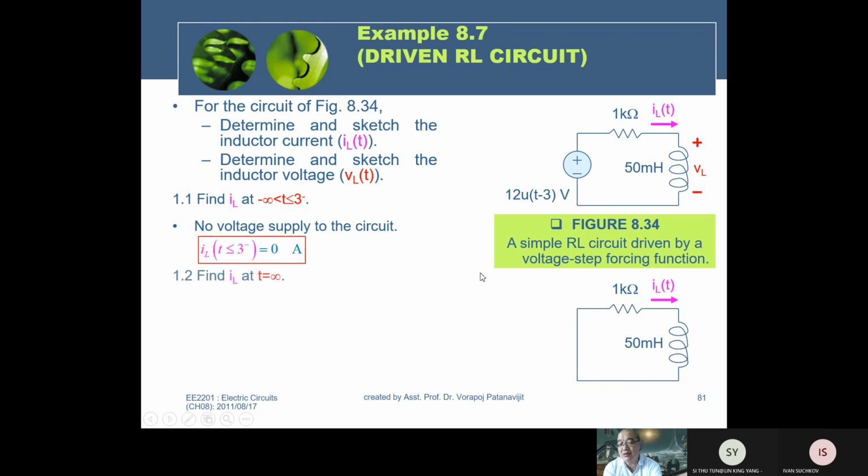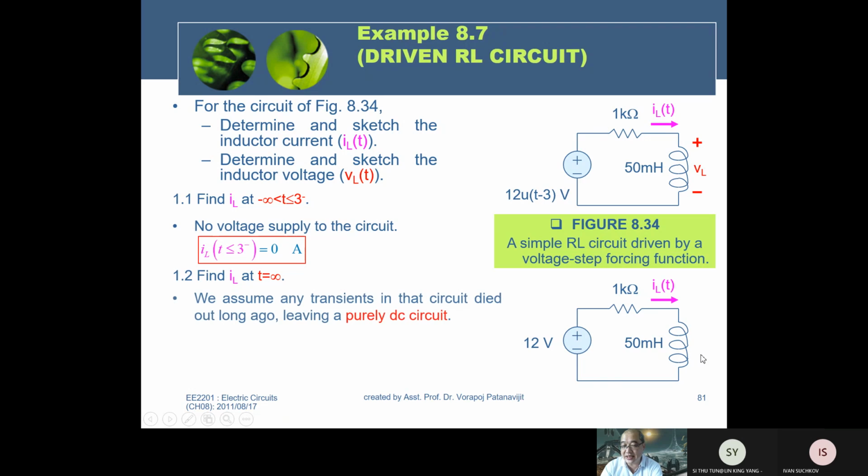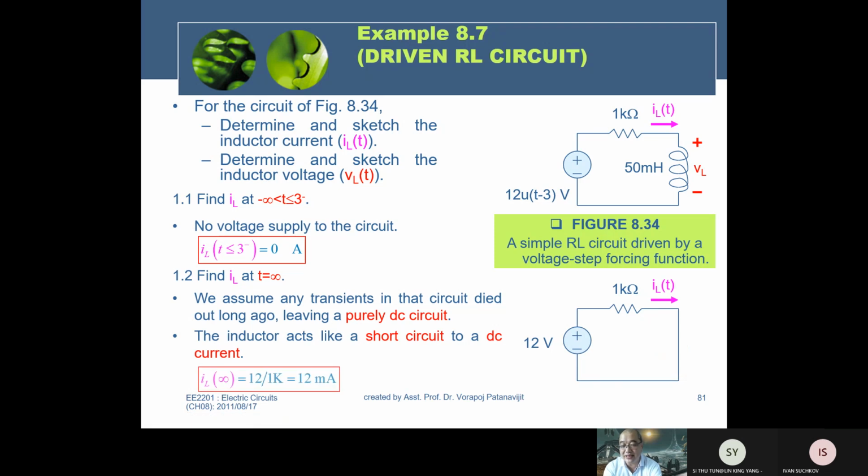Now, the second step: determine IL for time infinity. For time infinity, the source is activated and equals 12 volts, fixed at that point for a long time. Therefore, in this case, the inductor performs like a short circuit to the DC current, because it will be fully charged from the inductor's point of view. We assume any transient in the circuit died out long ago, leaving a DC circuit, and the inductor acts like a short circuit to the DC current.